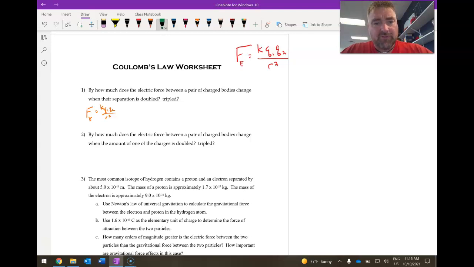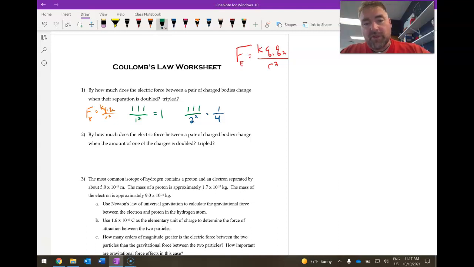Let K be 1. Let Q1 be 1. Let Q2 be 1. And let R be 1. Don't forget to square it. Obviously that's going to give us a force of 1. Now, if we double the separation, K stays the same, Q1 stays the same, Q2 stays the same, and our separation now becomes 2. Don't forget to square it. So that's going to be 1/4 when we calculate it out. It's 1/4 as much as what it was before. So if you double the distance, it'll quarter the force.